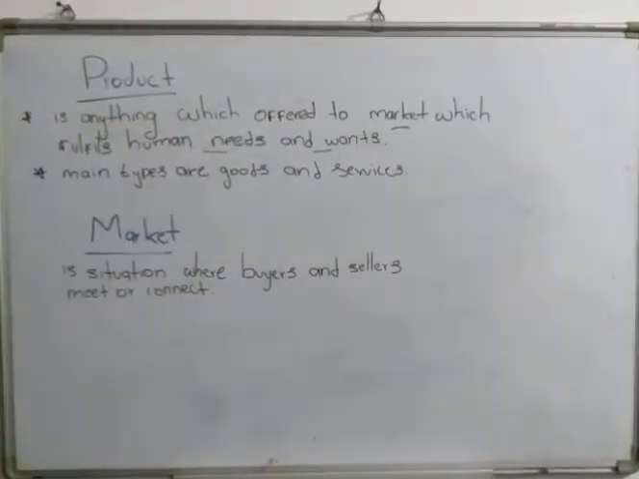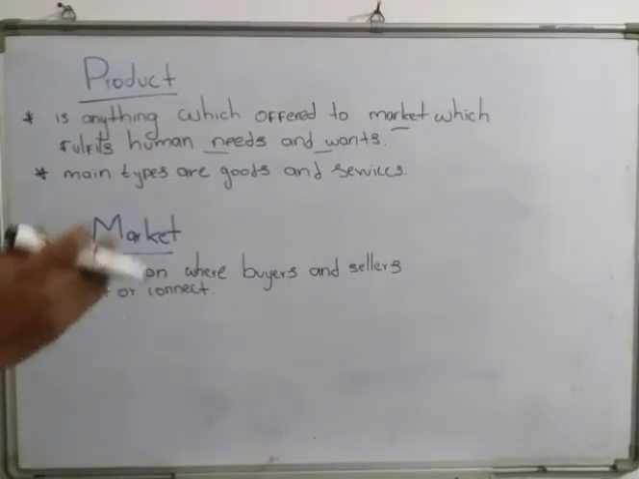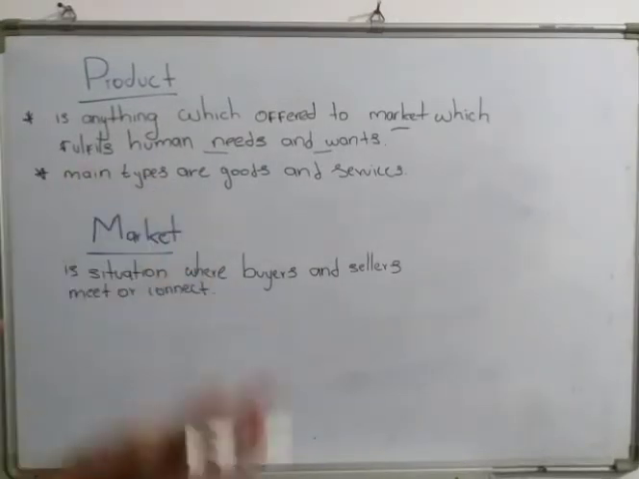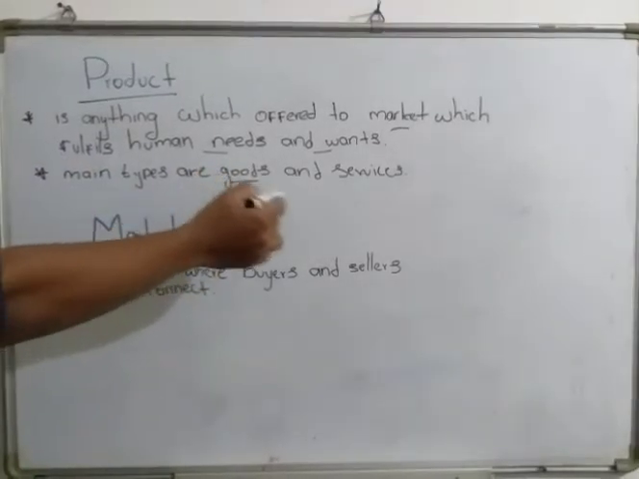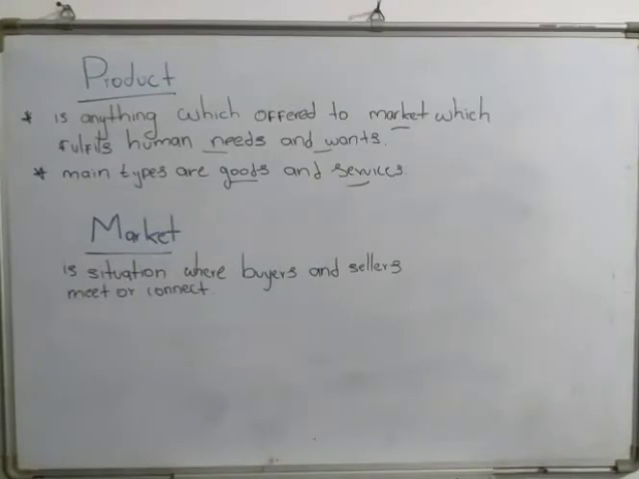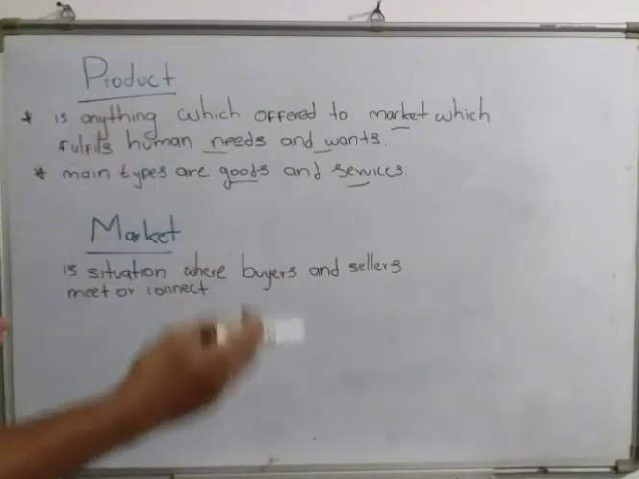Anything you can find in the market that fulfills human needs and wants, that is product, right? There are two main types of product. There are some other types also, but the two main types are goods and services. We'll discuss what goods and services are later.